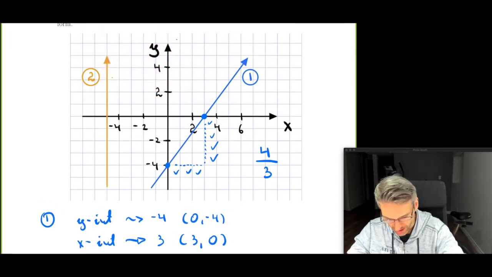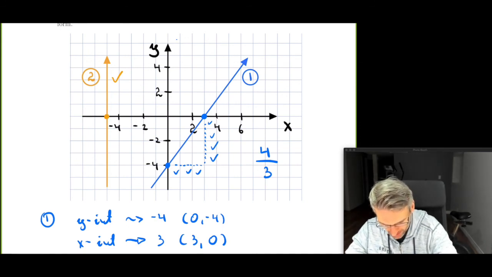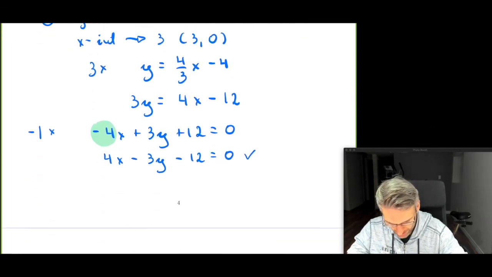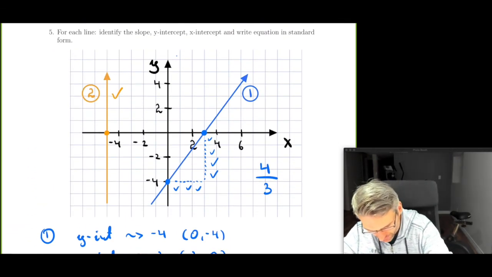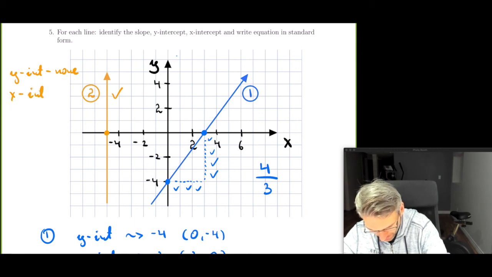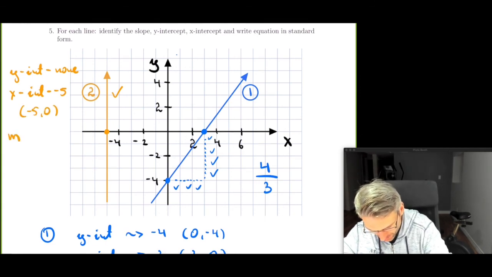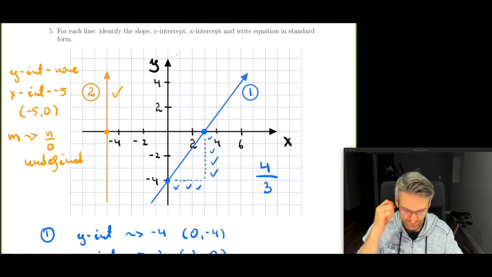Because it's a vertical line, notice we only have an x-intercept in here, which is actually negative 5. So if you write this out, maybe I'll write it here on the side. The y-intercept, there is none. It doesn't go through it. Your x-intercept is negative 5, so it is the point negative 5, 0. The slope, m, is undefined, right? It is n over 0, which is undefined. It's a vertical line.